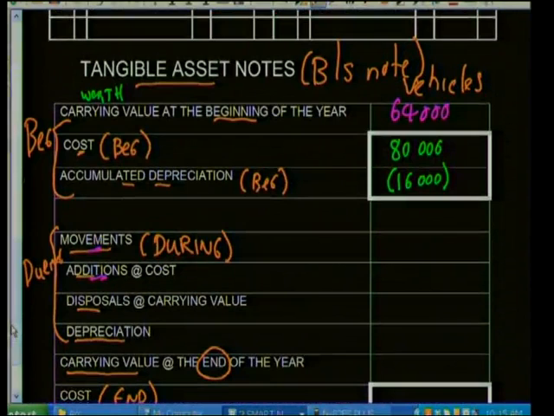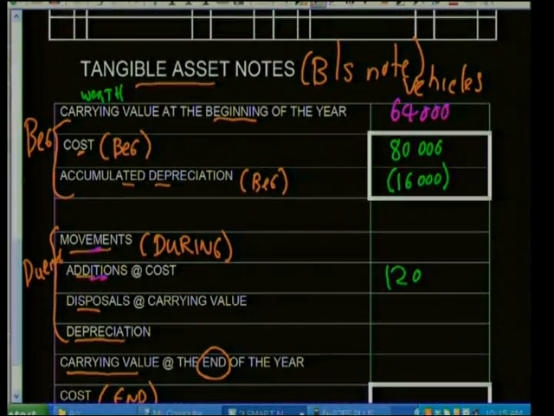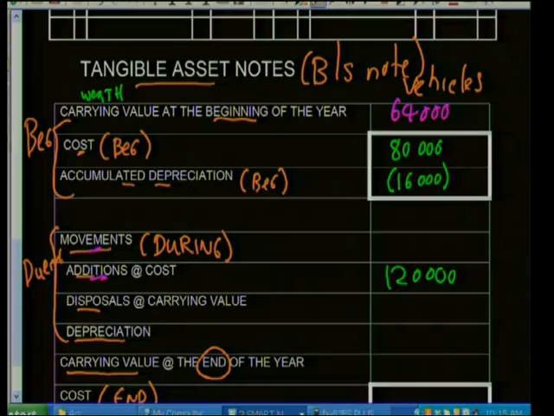Okay, so movements, addition, 120,000. And remember, this is not in brackets because this is obviously going to increase the carrying value of my vehicles. Right, disposals at carrying value, we haven't come across any disposals in this exercise.